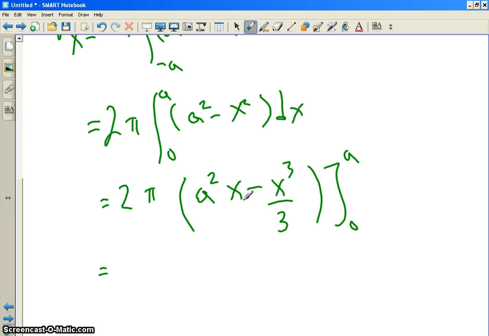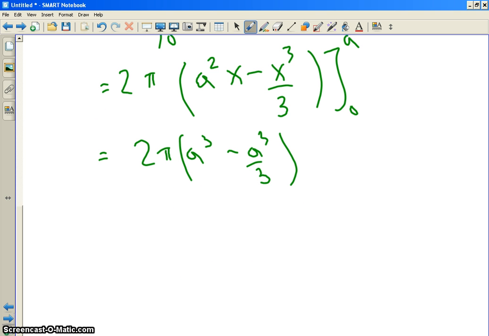So let's plug in stuff. Well, plug in a, and you get a squared times a is a cubed. And you plug in a over here, you get minus a cubed over 3. And now you got 2 pi times that. And again, when you plug in 0, it drops out, so we don't have to worry about it, right? Well, what's a cubed minus a third of a cubed? 1 a cubed minus 1/3 a cubed is 2/3 of a cubed times 2 pi is 4 pi a cubed over 3. Does that sound familiar? 4/3 pi r cubed? That's the volume of a sphere. All your area formulas and all your volume formulas came from integrals, believe it or not.